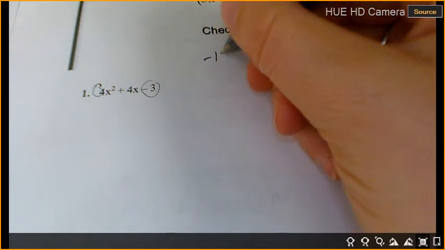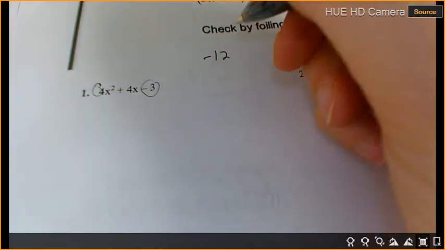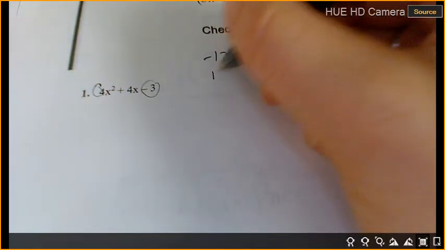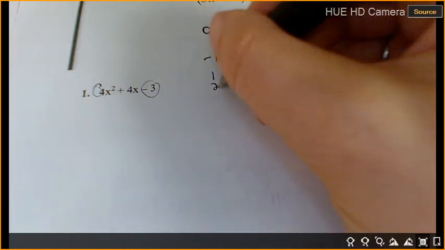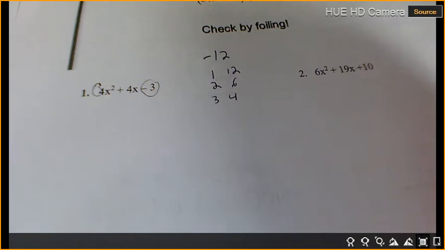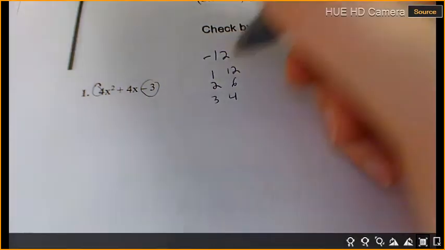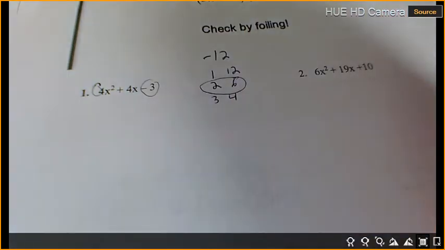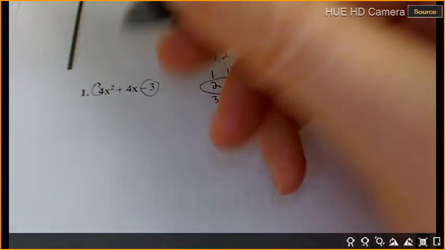Negative 12. What are all the possible factors of negative 12? We've got 1 and 12, 2 and 6, 3 and 4, correct? Which ones, when I subtract them, would equal 4? 2 and 6. Which one has to be negative? Because 4 is positive, so 2 has to be negative.